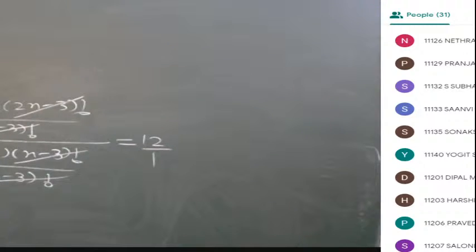Then what more? Here also I can take 2 common, and then n minus 1 will also get cancelled. Let us simplify it: 2 into 2n minus 1 into 2 common into n minus 1, whole upon n minus 1 into n minus 2, is equal to 12. So n minus 1 becomes cancelled. 2 into 2 is 4, 4 3s are 12, and this becomes 2n minus 1 is equal to 3n minus 6. Exchange the sides: 5, n equals 5.